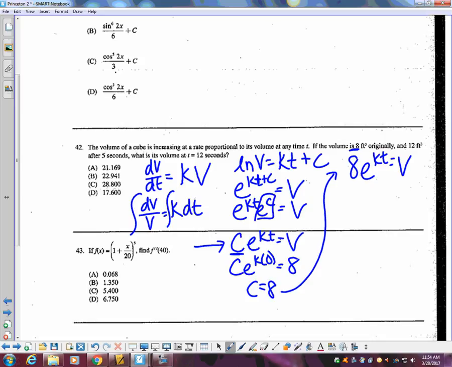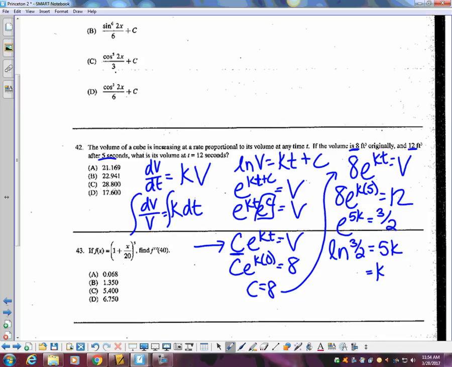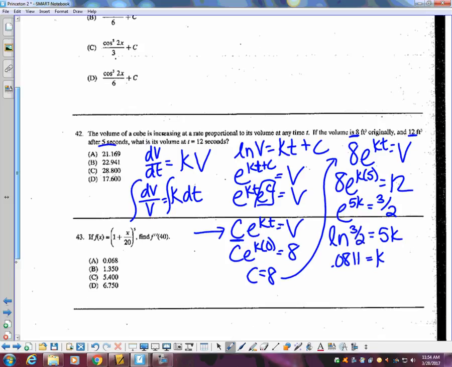So now it should give me a time and a volume. And it does. It says 12 after 5 seconds. 5 seconds, volume's 12. I'm going to divide by 8. 3 over 2. And then I'm going to ln it and snail. And then I'm going to divide by 5. Type that into your calculator. Make sure you're good. 0.0811. So now I have my k.